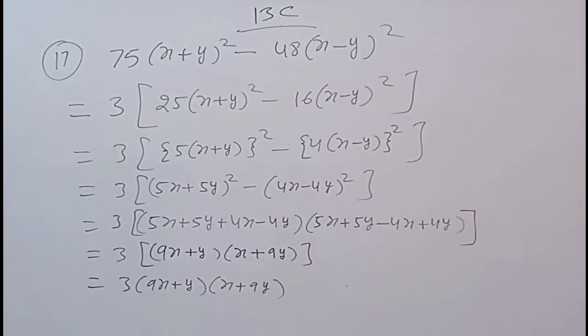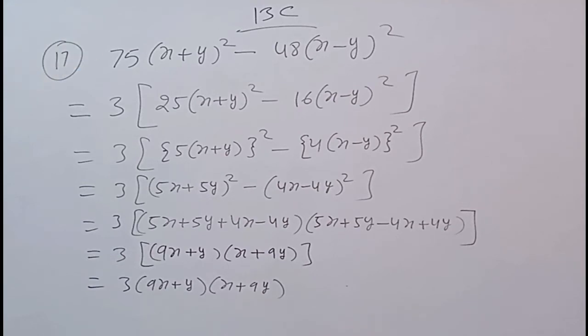Children, I am taking question number 17 of exercise 13C. (75x plus y) whole square minus (48x minus y) whole square. So first we will take 3 common from 75 and 48. In between we can take the 3 common, so that will give inside the bracket (25x plus y) whole square minus (16x minus y) whole square.